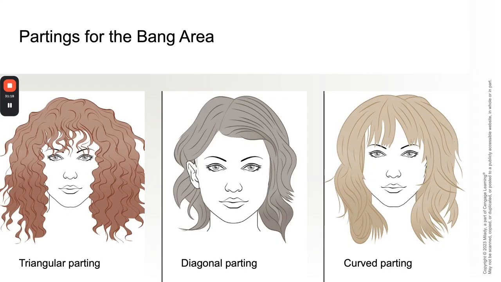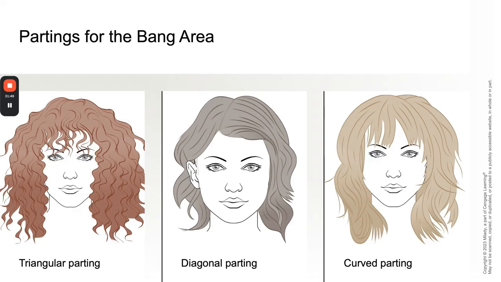Okay, and just know that the bang area is a triangular section. It starts at the apex and ends at the front two corners. So that is the proper way that you identify a person's bang by identifying the apex. And from the apex, a line needs to go to the front two corners, creating that triangular part. Okay.